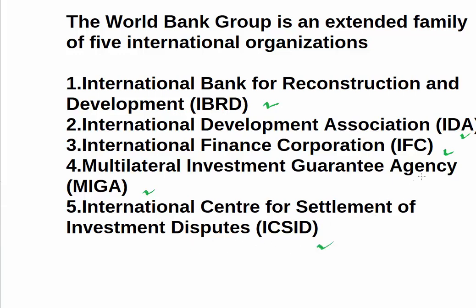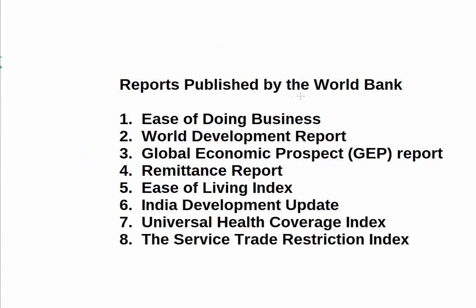Now the reports that are published by World Bank. World Bank publishes 8 reports or indices. These are Ease of Doing Business Report, World Development Report, Global Economic Prospect Report, Remittance Report, Ease of Living Index, India Development Update, Universal Health Coverage Index, and Service Trade Restriction Index. To remember these 8 reports and indices, I have made a simple trick.